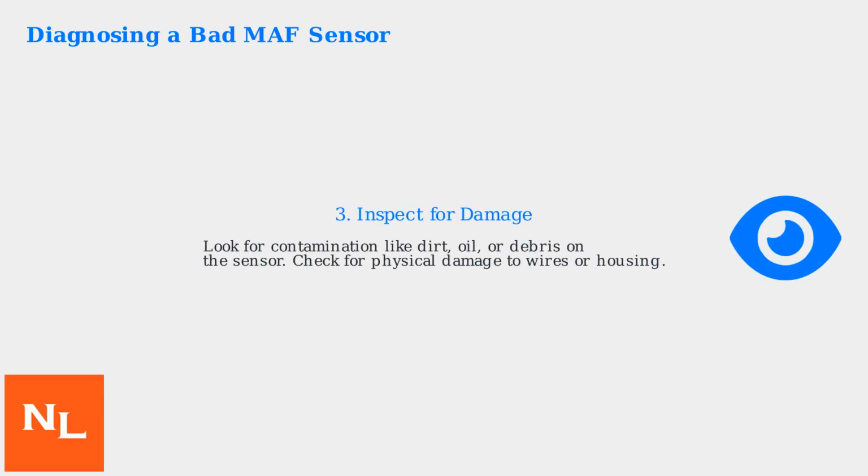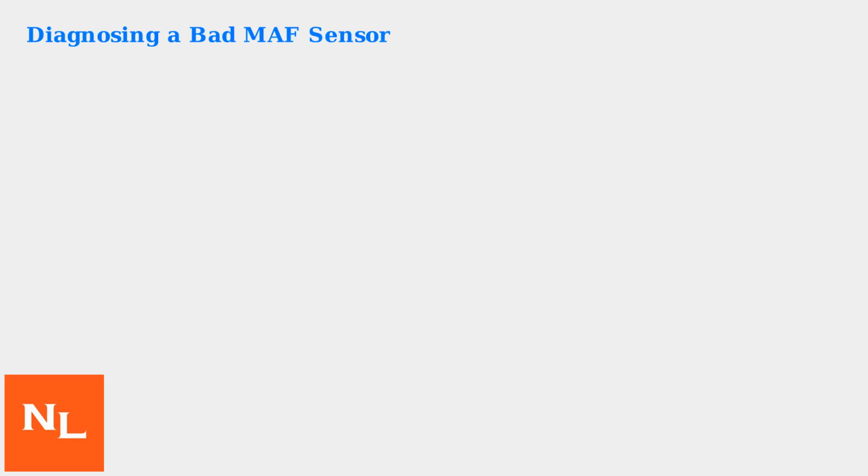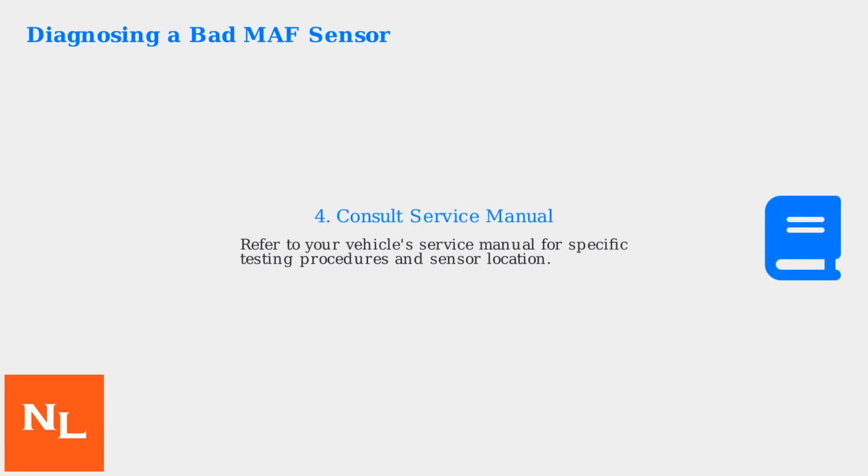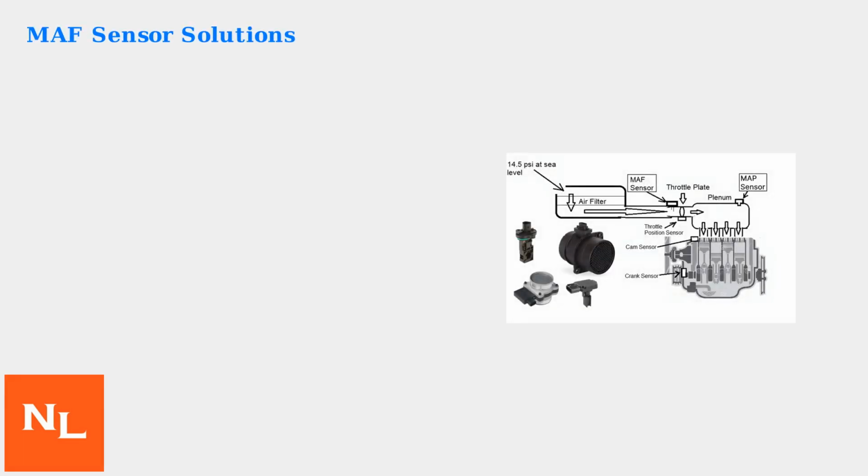Perform a visual inspection for contamination or damage. Look for dirt, oil deposits, or debris on the sensor element, and check the electrical connections for corrosion or breaks. Finally, always consult your vehicle's service manual for the exact location of the MAF sensor and specific testing procedures tailored to your model. When a MAF sensor fails, cleaning or replacing it are the most common solutions.